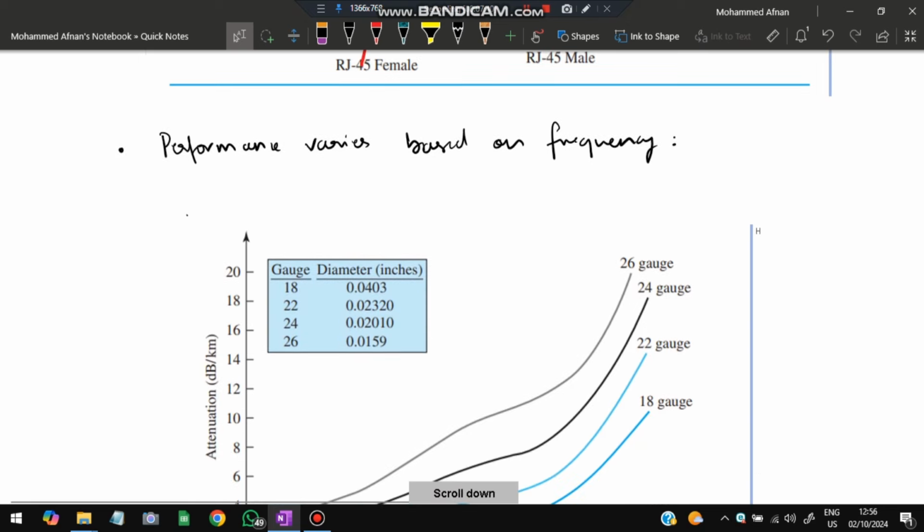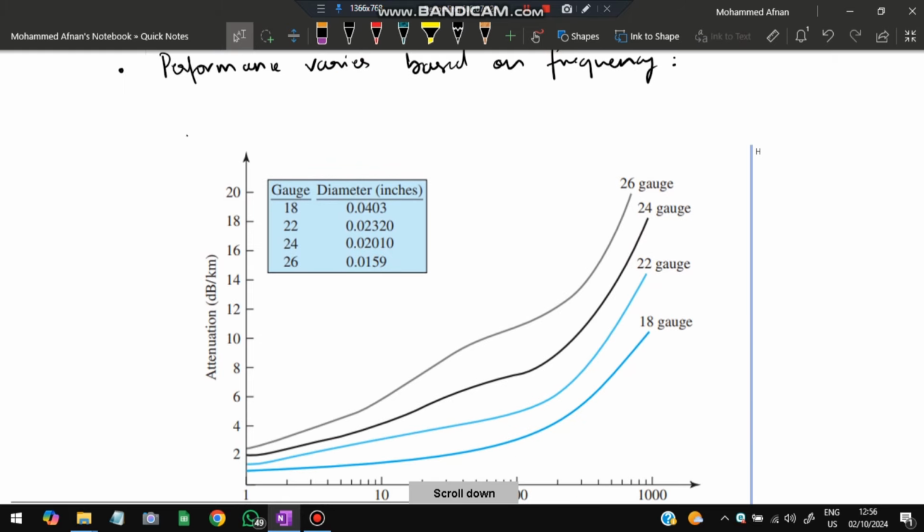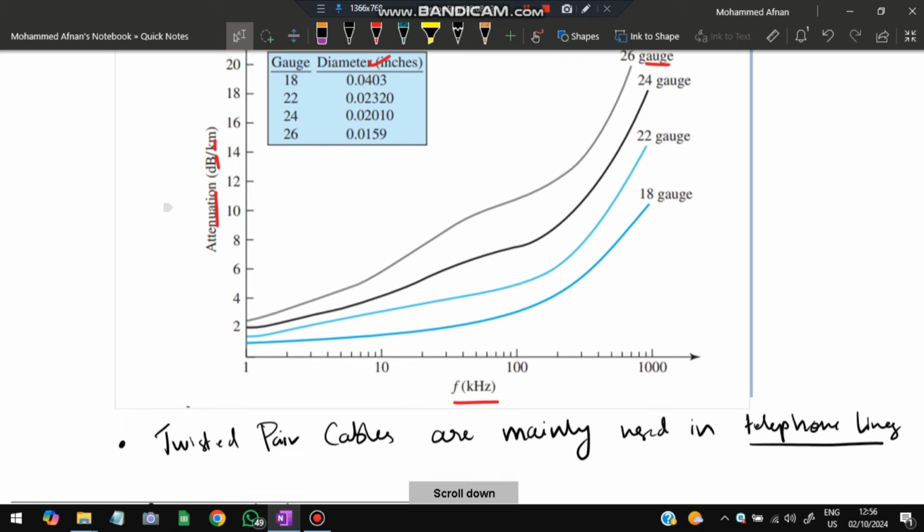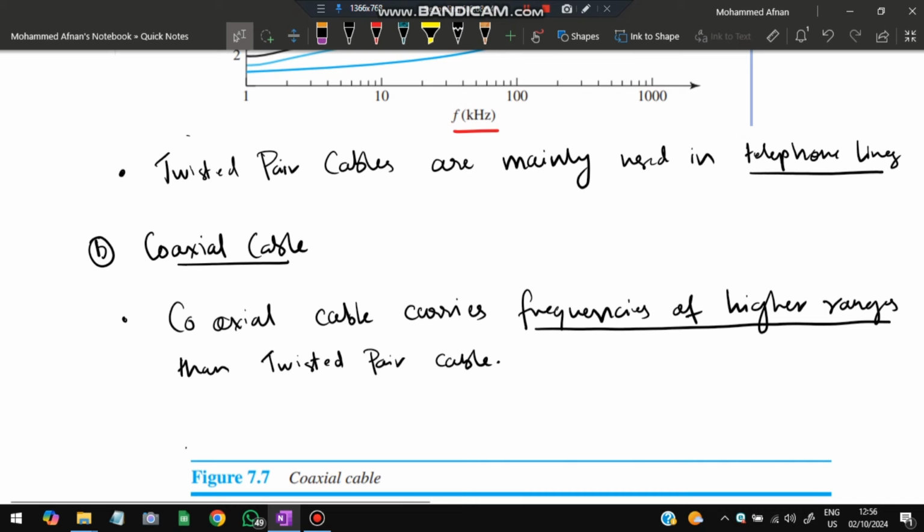Okay. And the performance is based on frequency in the twisted pair cable. Here we'll be measuring the performance in the form of gauge. Okay. And the diameter is also given, you can go through it. Attenuation is in the form of decibels per kilometer. How many decibels are lost per kilometer? Attenuation means loss of data. So as you can see, as the frequency increases, the loss is also increasing. Okay. So these are the performance aspects of twisted pair cable, and they are mainly used in telephone lines.